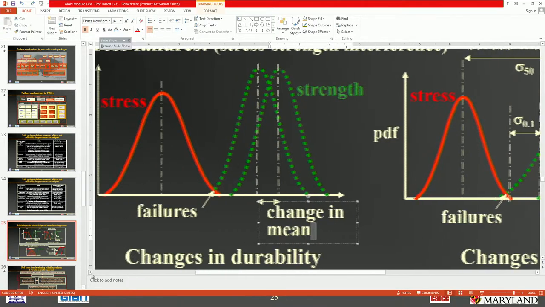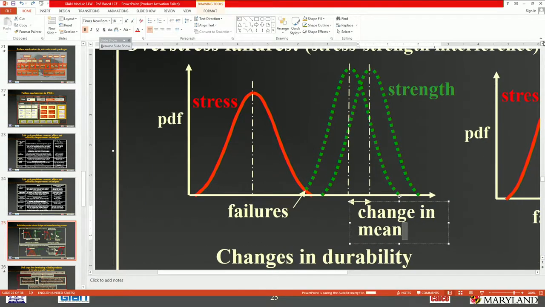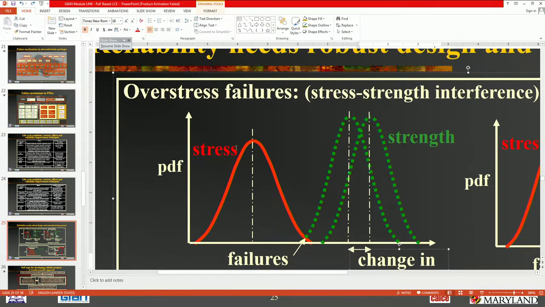Okay. So this is the classical concept of stress-strength interference, okay? So this talks about failure risks. So when are things likely to fail? When you have stressed it too much, right? When you've stressed it beyond what the designer had intended, you fail the part. So how does the designer look at it? Designer says, well, I need to worry about how strong the part is, and I need to worry about what stress it's going to see.